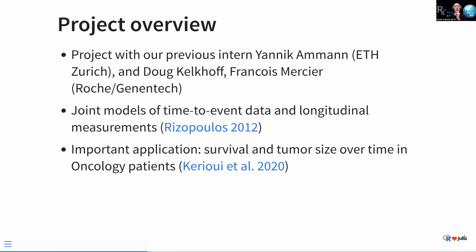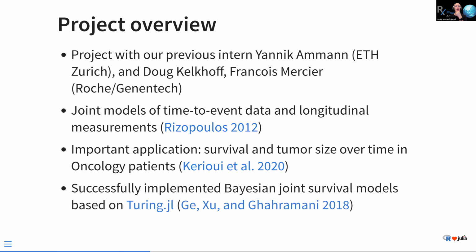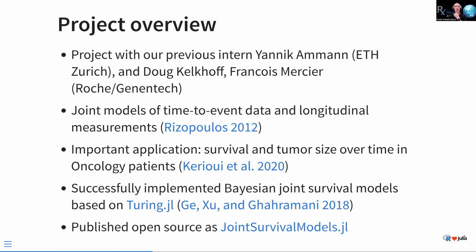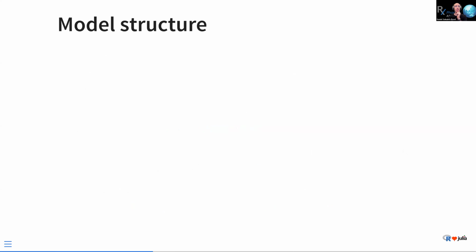An important application we looked at in particular was how we can model together the survival of patients and the tumor size over time. So basically, that's the longitudinal data that we were looking at. How can we do that, right? The good news is that we could successfully implement these models based on Turing.jl, which is a probabilistic programming framework, similar to, for example, Stan, which you might have heard about if you are doing Bayesian inference. We also published this open source as jointsurvivalmodels.jl. So if you search for that, you will find it. Otherwise, later I'll show you the link to the slides and then you can just click on it.